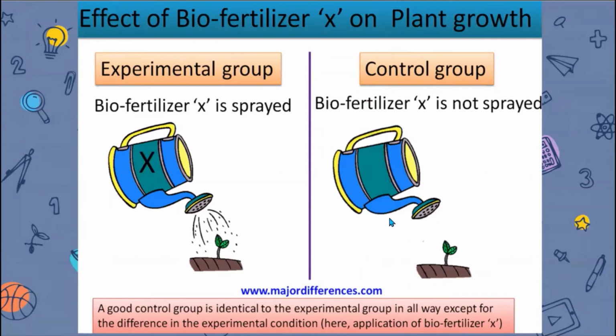We are just going to apply the normal or the typical fertilizer on this plant. But making sure that both plants are the same, the type of soil are the same, only the independent variable, which is the kind of fertilizer, is being manipulated. On our experimental group, it is the biofertilizer X. On our control group, the typical setup. So a good control group is identical to the experimental group in all ways, except for the difference in the experimental condition. Here, we apply the biofertilizer X. On the other hand, we don't apply it to the plant.